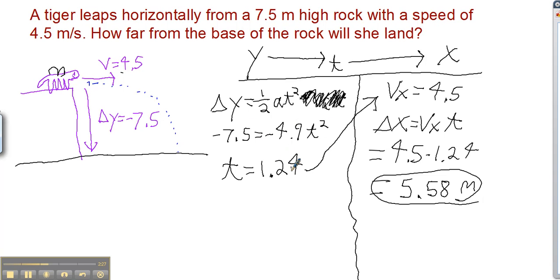So now that we've solved for the time, we toss it in the motion in the x direction, because that's what we're really after, is how far away in the x direction she lands. So since your speed is 4.5 meters per second, and you spent 1.24 seconds in flight, simply multiply those two and you get that she landed about 5.5 meters away from where she started, which is pretty realistic.